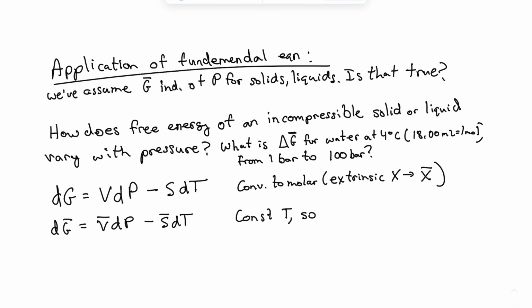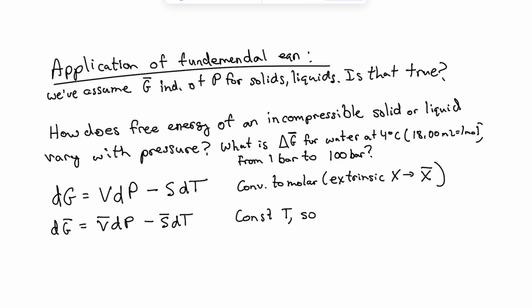Okay, so if we're going to apply this, previously we assumed that G bar was independent of pressure for solids and liquids. Now we'll be able to see if that is actually true. So how does the free energy of an incompressible solid or liquid vary with pressure? We'll use that to figure out delta G bar for water at 4 Celsius, going from 1 bar to 100 bar. How big of a difference actually is there in free energy?